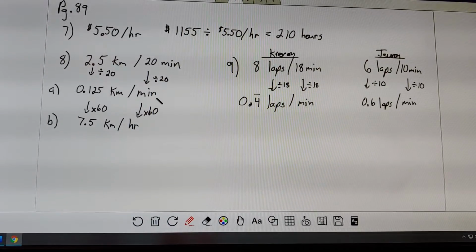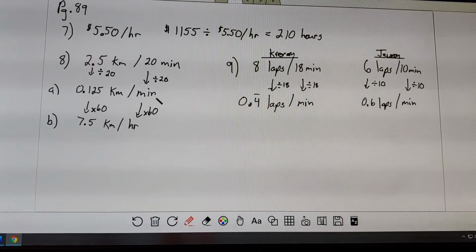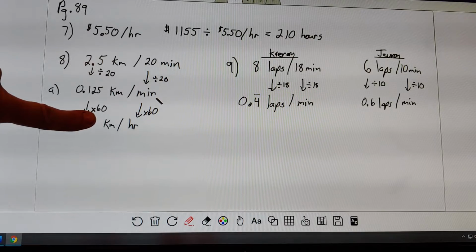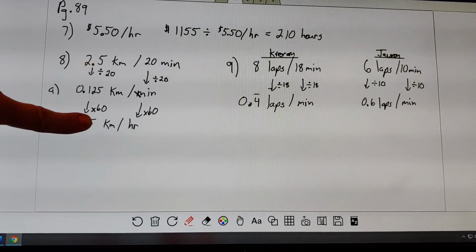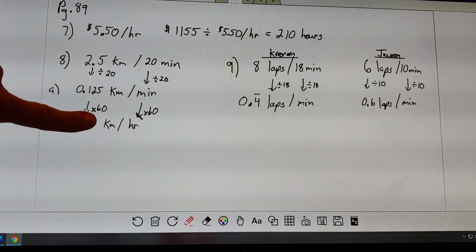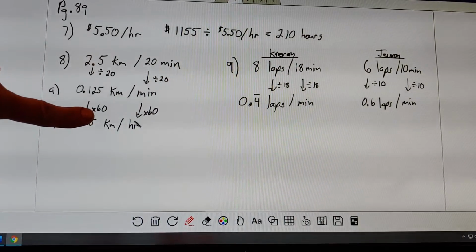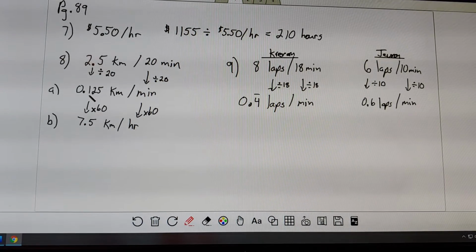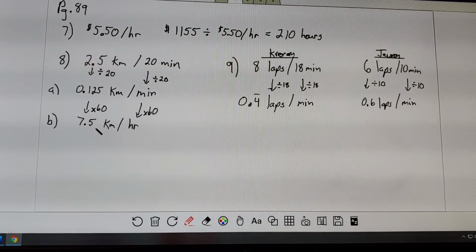When we get down to B, it says average speed in kilometers per hour. So same idea, I would be writing down blank kilometers per hour. So we know how far they get in 1 minute. We want to know how far they get in 1 hour. So what do we have to do to go from a minute to an hour? Well, there's 60 minutes in an hour, so we multiply by 60. Okay, do the same here. 0.125 multiplied by 60 gives us 7.5 kilometers per hour that they walked.